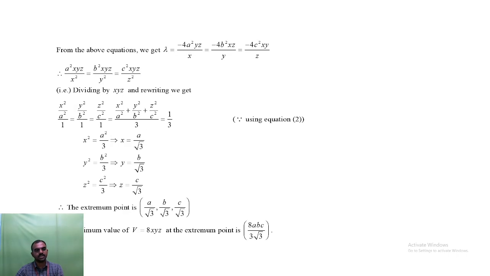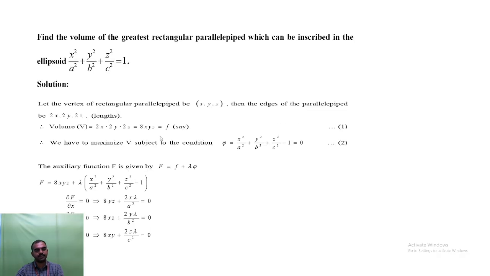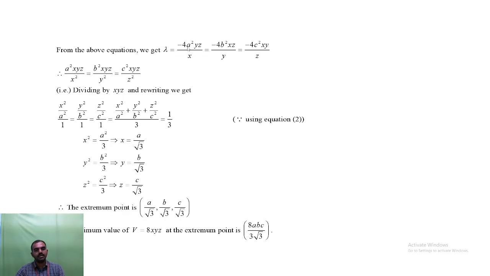Okay. Next, from the above equations we get the lambda value. To find the lambda value, the remaining terms go to the right hand side. What do you get? Lambda equals minus 4a square yz by x, and minus 4b square xz by y, and minus 4c square xy by z. So all the lambda values are equal, and cancelling the common value minus 4, okay, what is the remaining?